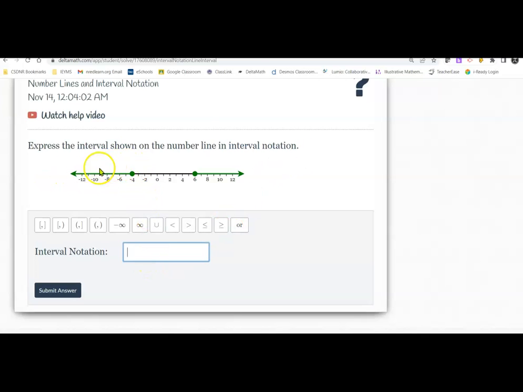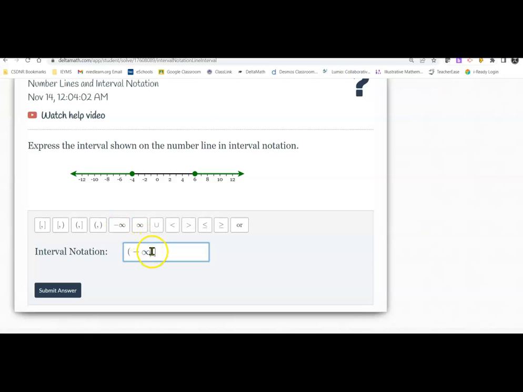I'm going to go to my lowest value first, which is an arrow. My lowest value here is pointing in the negative direction, so that means -infinity, and -infinity is always parentheses. Now, when I read to the right, my highest value would be -4. So I have parentheses for my infinity, but I have a bracket because the 4 is solid. So I need a parentheses and then a bracket, which is this one here.